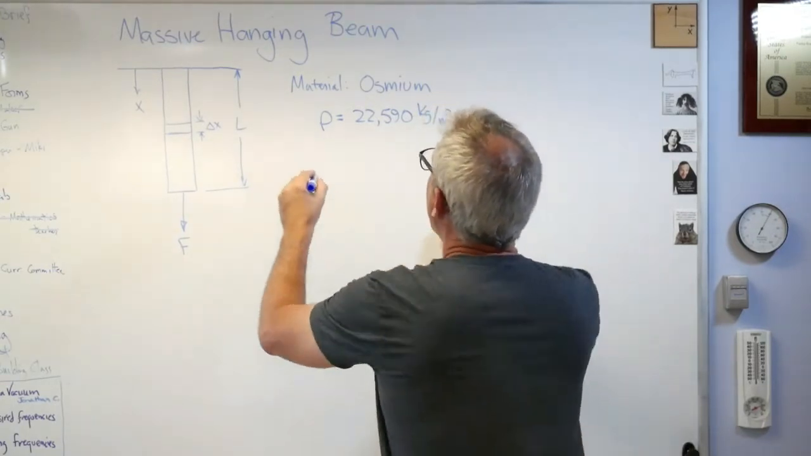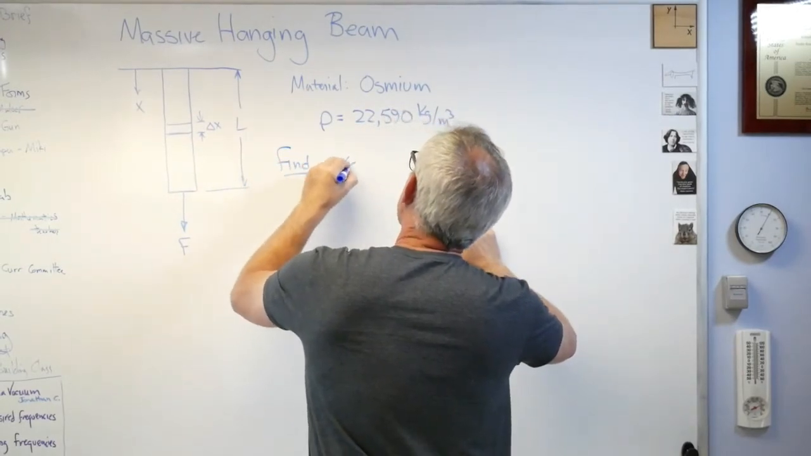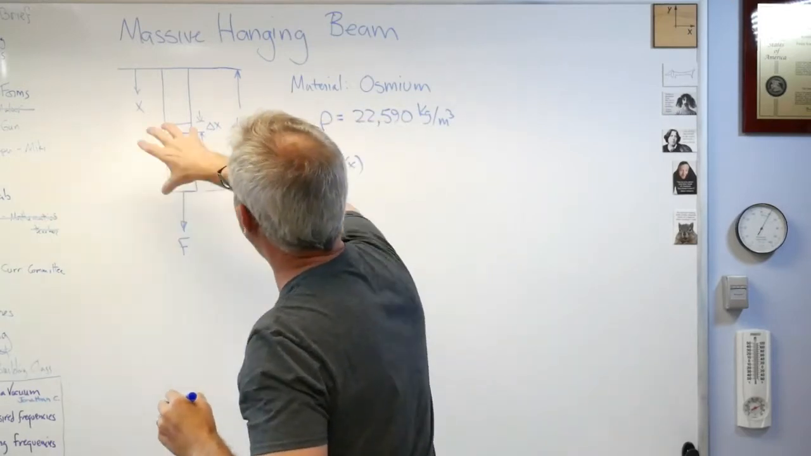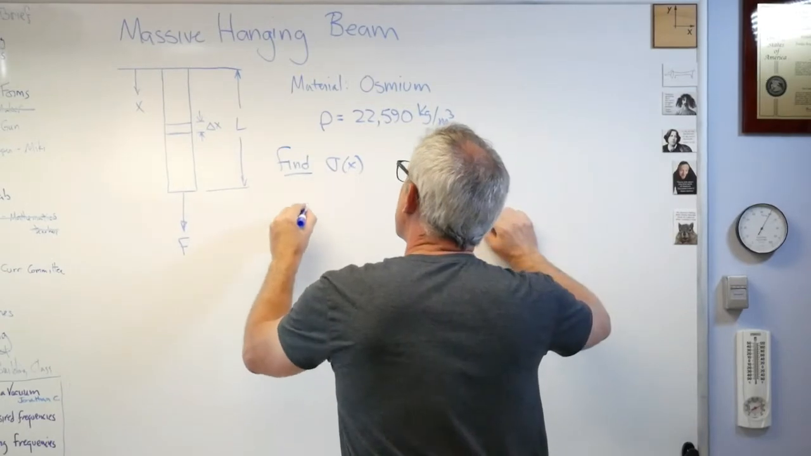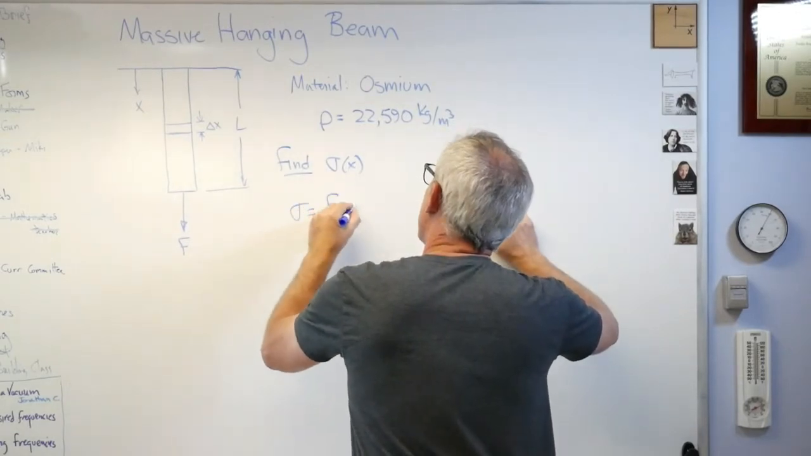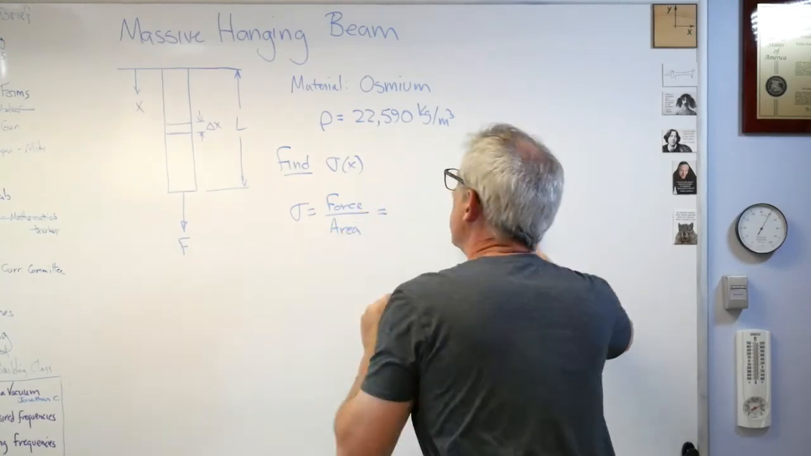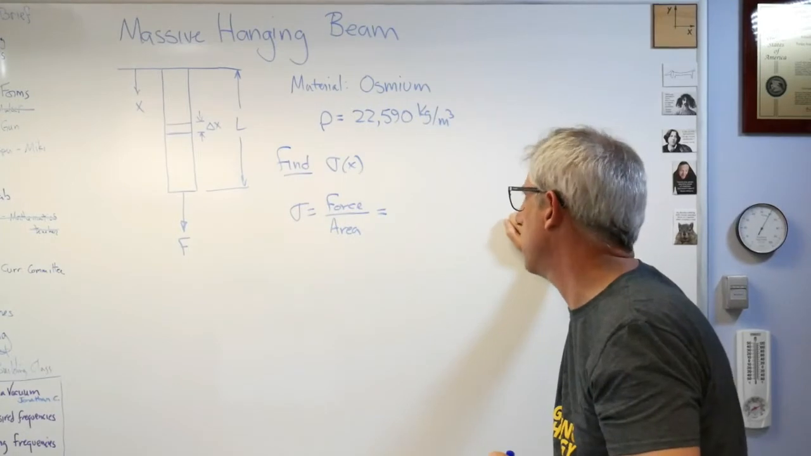So anyway, let's find stresses along the length of the beam. Stresses along the beam that are due to the external force and the weight of the beam. Stress is force over area, right? Well, that's no big deal. That's just the definition of stress. It's one-dimensional stress anyway, which is what we're dealing with.